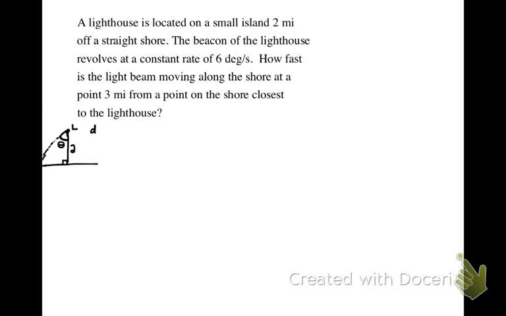So the rate of change of the angle of the beacon directly to the shore is 6 degrees per second, which is unfortunate that they're using degrees, right? We'll have to make note of that. Everything needs to be in radians in calculus. How fast is the light moving along the shore at a point 3 miles from the point on the shore closest to the lighthouse? So we want to know what is exactly the rate of change of this.